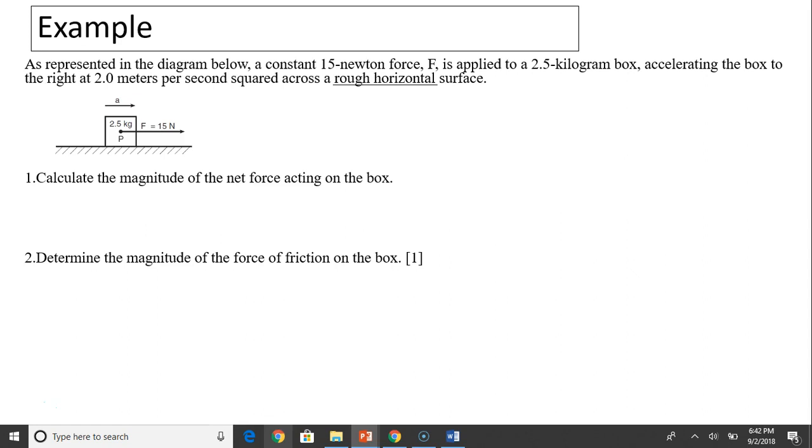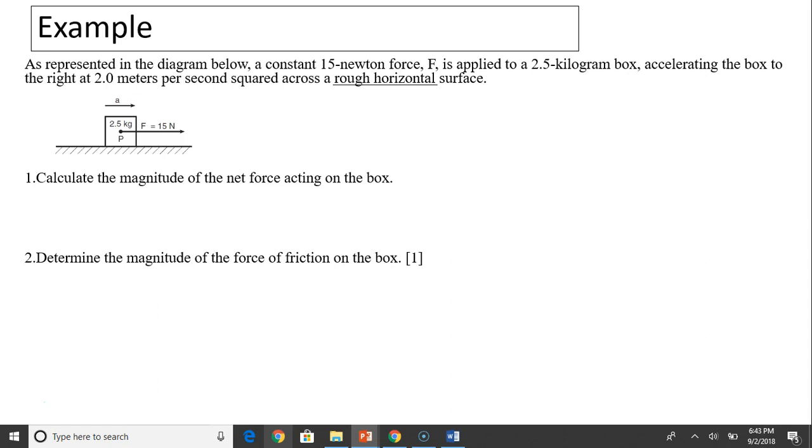Let's take a look at our first example. As represented in the diagram below, a constant 50 Newton force F is applied to a 2.5 kilogram box, accelerating the box to the right at 2 meters per second squared across a rough horizontal surface. 1. Calculate the magnitude of net force acting on the box. 2. Determine the magnitude of force of friction on the box.